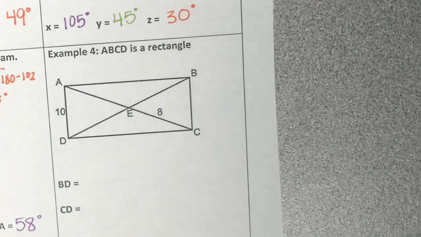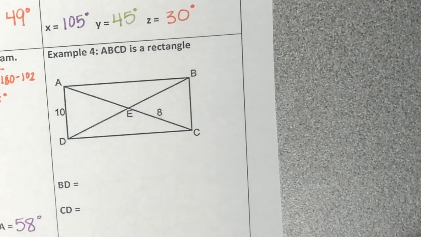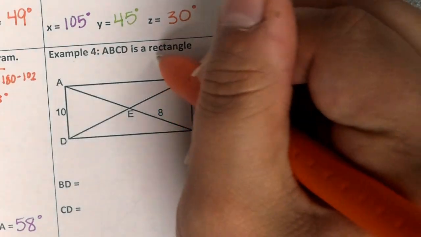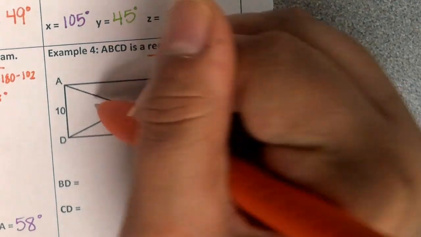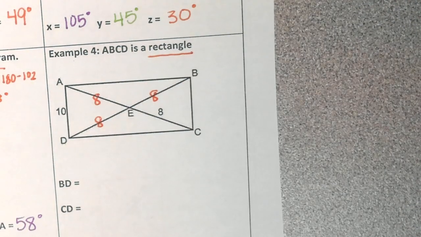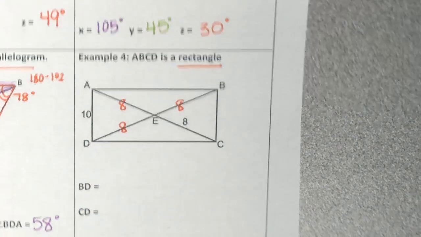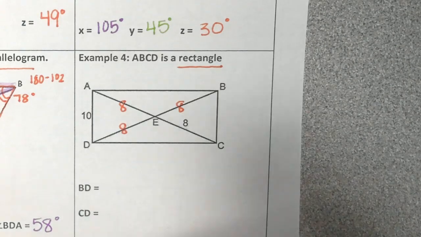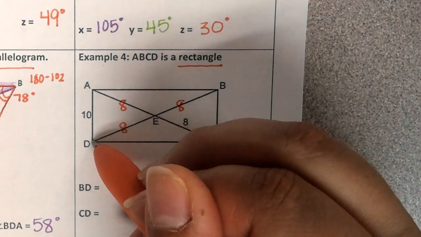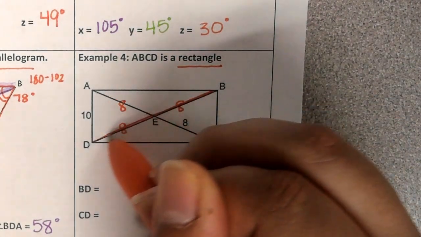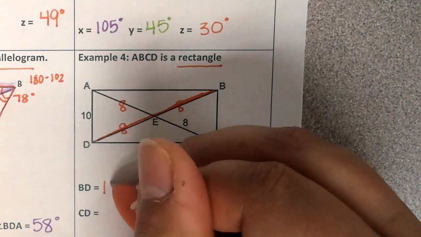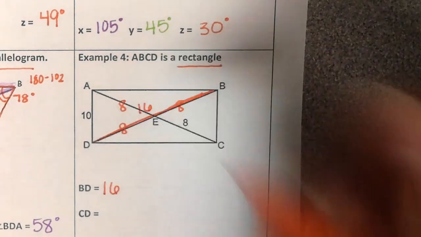For this one, oh, this is lovely. They're all 8. Why are they all 8? Because of the tick marks. For a rectangle, all the diagonals are equal and bisect each other. They're all 8. So what is B to D? 16. B to D is 16. Well, isn't that lovely?